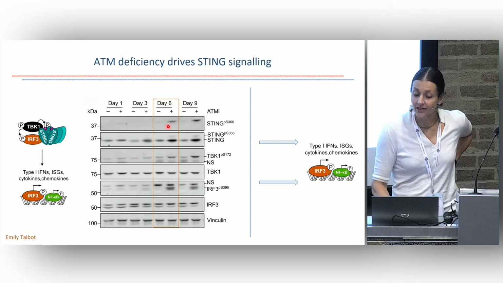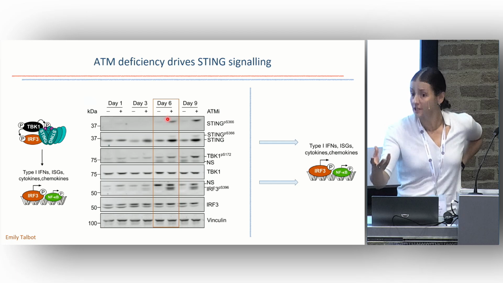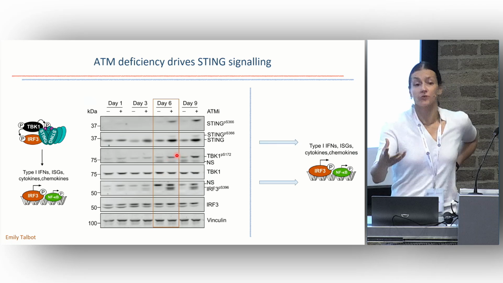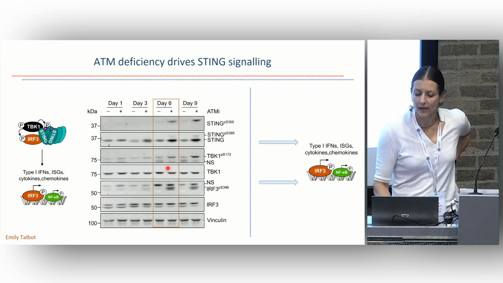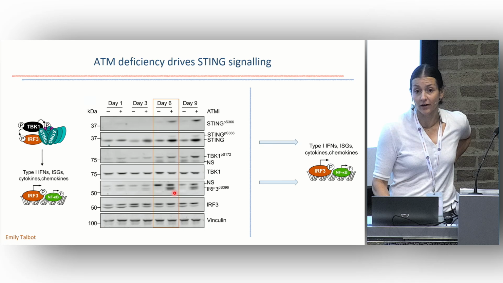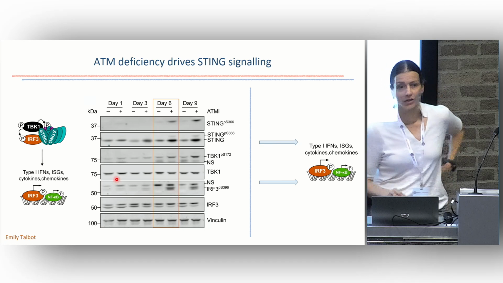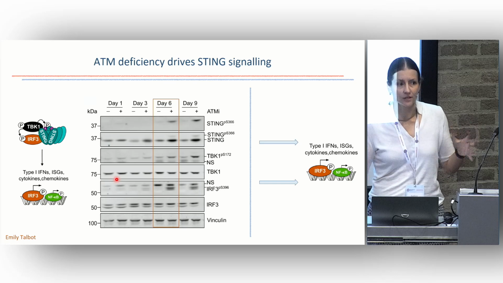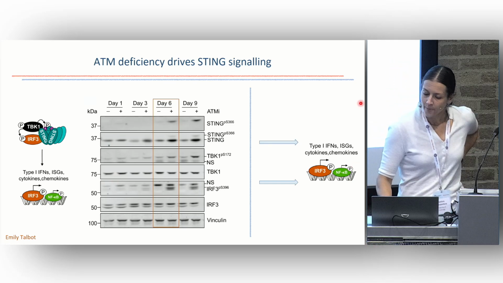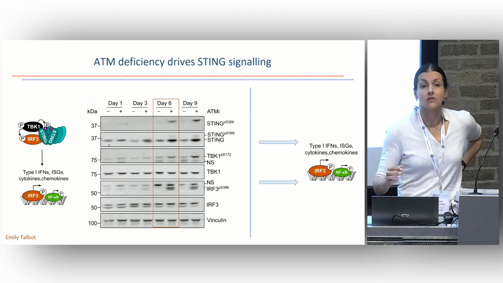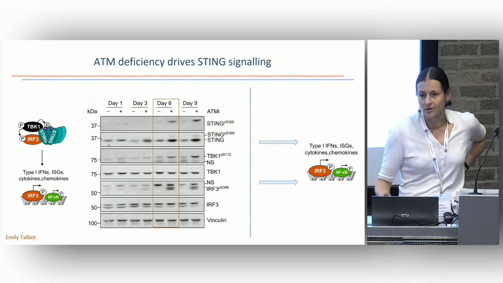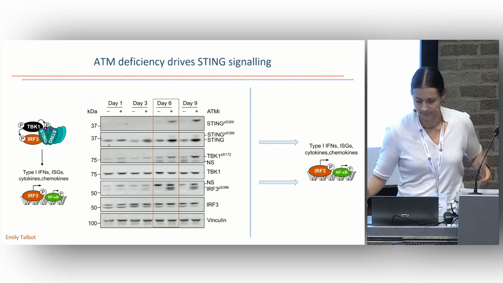And what you can see here is phosphorylation of STING, which indicates its activation. You see phosphorylation of TBK1 kinase, which is upstream of STING, in the same complex, and also phosphorylation of IRF3 transcription factor, which then results in its relocalization into the nucleus and type 1 interferon response. Downstream of this activation, type 1 interferons are produced, interferon-stimulated genes, cytokines, chemokines, the whole bunch of them.